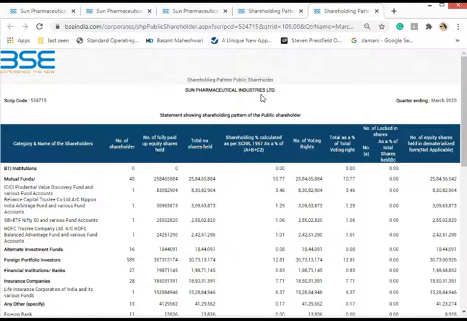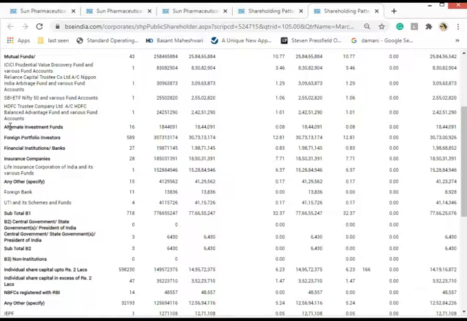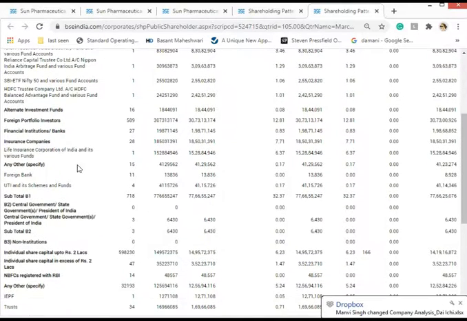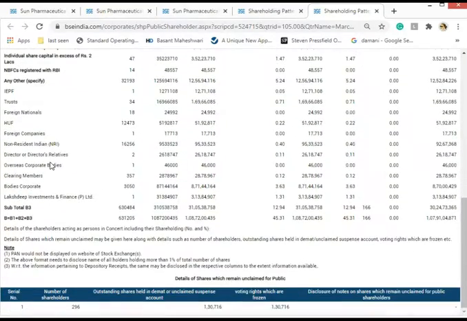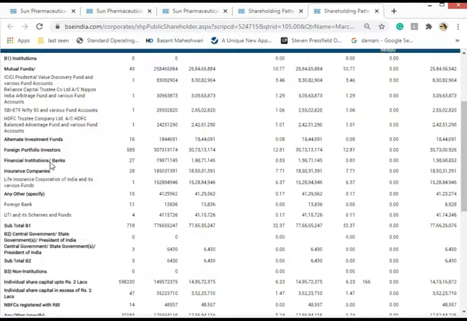Under public shareholders, look at this. These are all the mutual funds or fund houses which are holding the shares of this particular company. If you go down a little bit, there is AIF as well. Then there are foreign institutional investors or foreign portfolio investors. Certain institutions are there, also a banking company. Look at this, LIC is also holding shares in this particular company. So likewise you have to check whether certain important institutions are holding the shares or not.